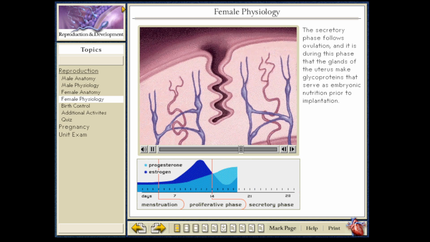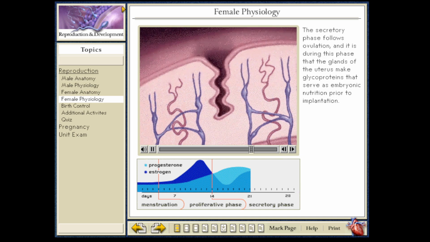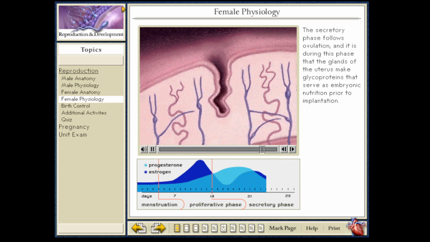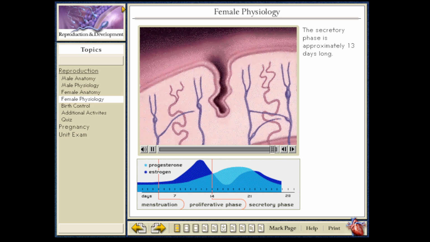The secretory phase follows ovulation, and it is during this phase that the glands of the uterus make glycoproteins that serve as embryonic nutrition prior to implantation. The secretory phase is approximately 13 days long.